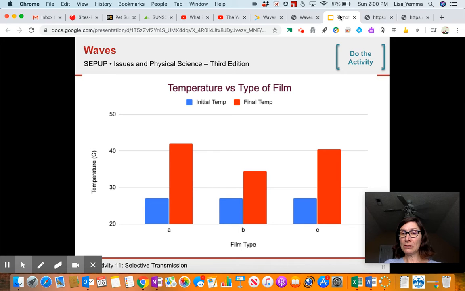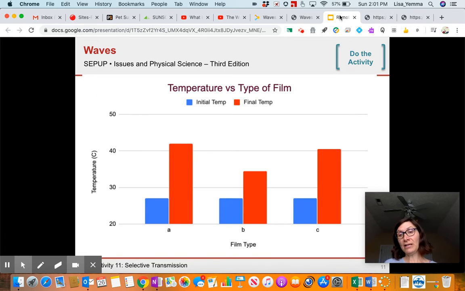So which film absorbed the most? Which film absorbed the least? Which film reflected the most? Which film reflected the least? Those are the questions that you're asking to be interactive in the learning and analyzing this data. As you're analyzing and thinking about the data, why is this even important? And what do we even need to know this for?